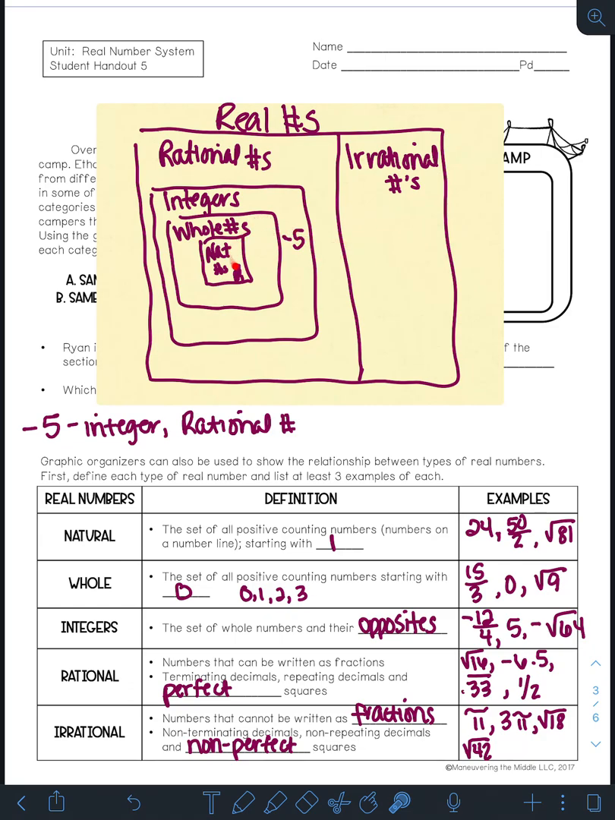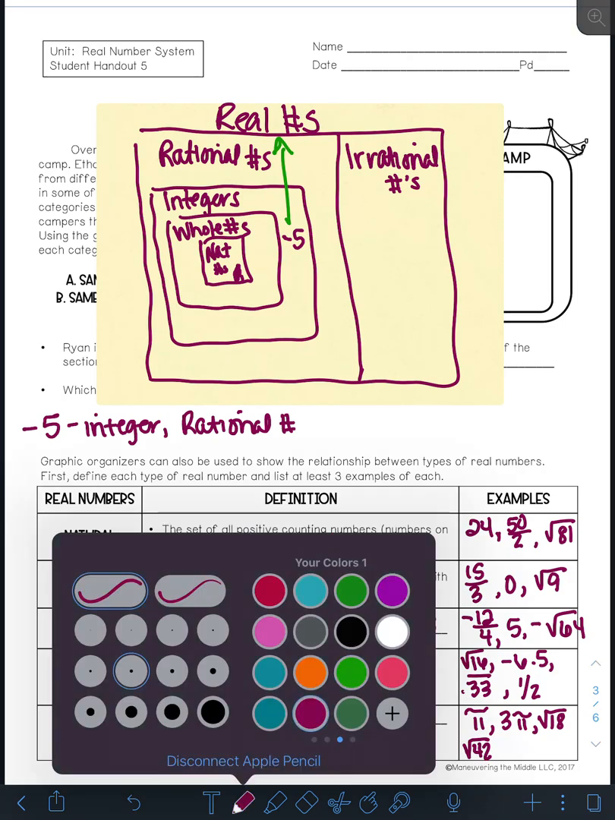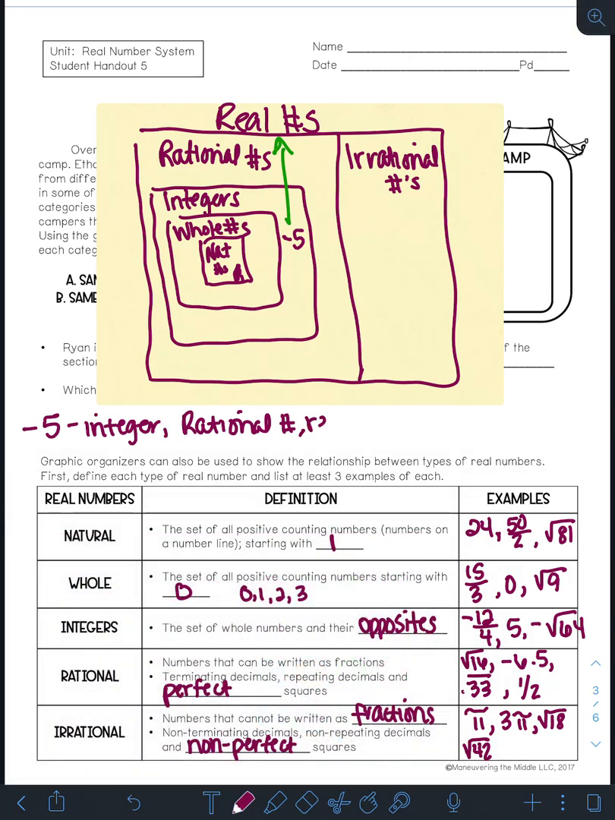And I can't put it inside the whole numbers box. So this -5 can work its way out, but it cannot work its way in. So on here it would be an integer, a rational number, and a real number. If I said a half, 1/2 would fall into rational numbers. It would be a rational number. And it would be a real number because I can work my way out, but I cannot work my way in.